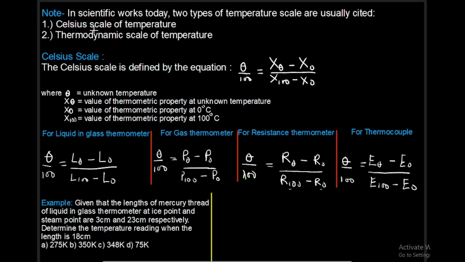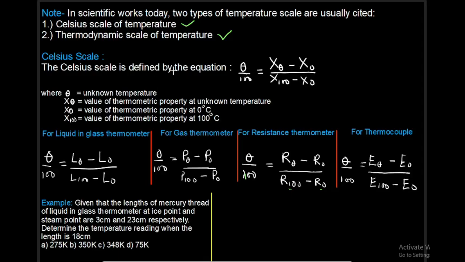Now note, in scientific works today, two types of temperature scales are usually cited, and that is the Celsius scale of temperature and the thermodynamic scale of temperature.